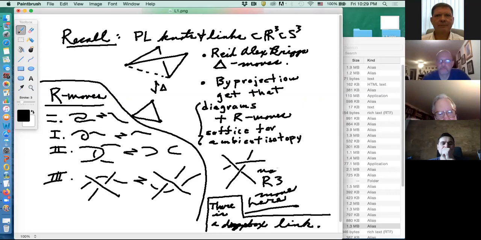So in regard to that, I sent you a short couple of pages about the triangle moves, but I don't intend to do any more about the triangle moves right now. But on the other hand, we have an exercise which is good for your soul. So let me save this and tell you the exercise.